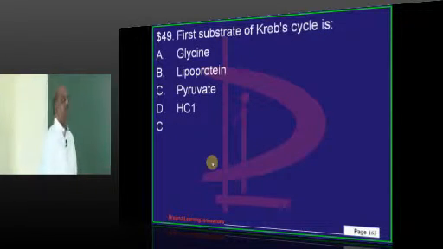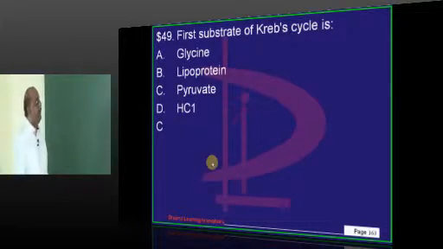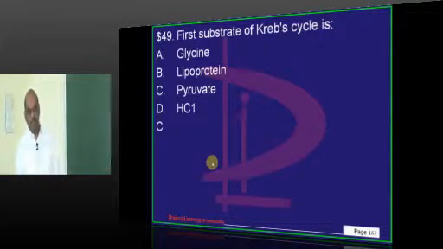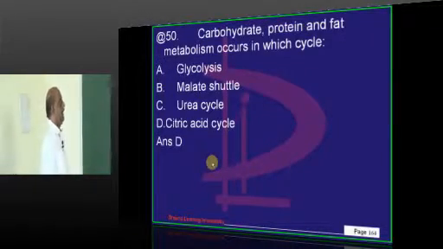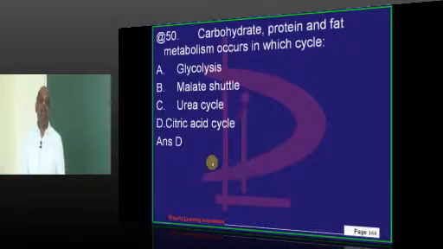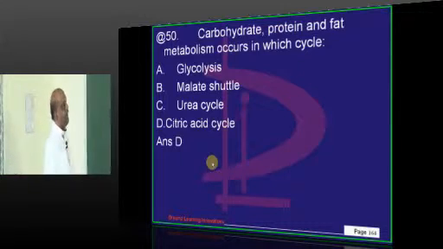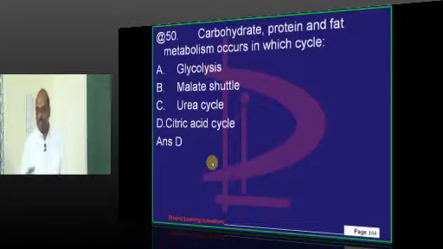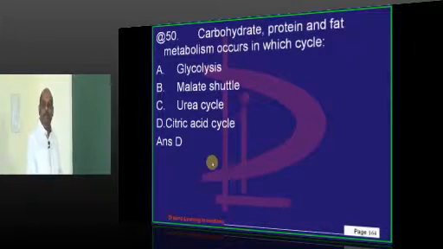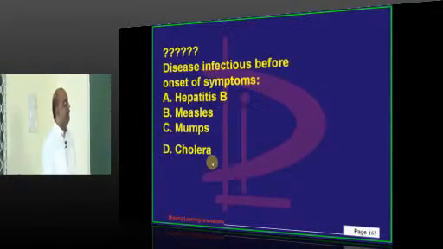2 pyruvates are formed. Then the first substrate in the Krebs, citric acid cycle, undoubtedly is pyruvate only, and it is the citric acid cycle which is important for all the 3. Acetyl CoA is important for fat metabolism. Proteins, when they get broken down, amino acids are released whose carbon skeletons enter into the citric acid cycle.